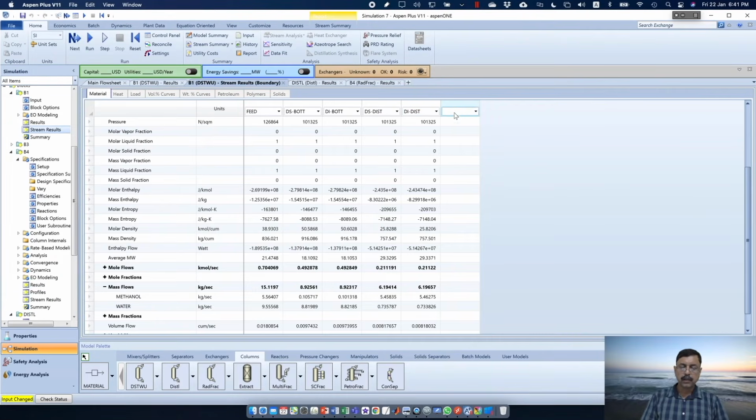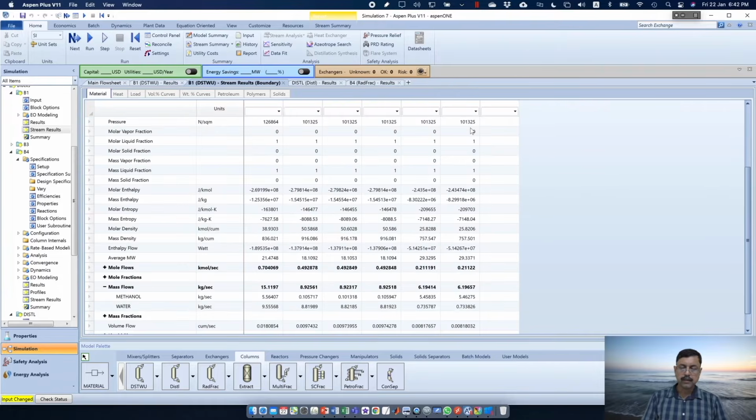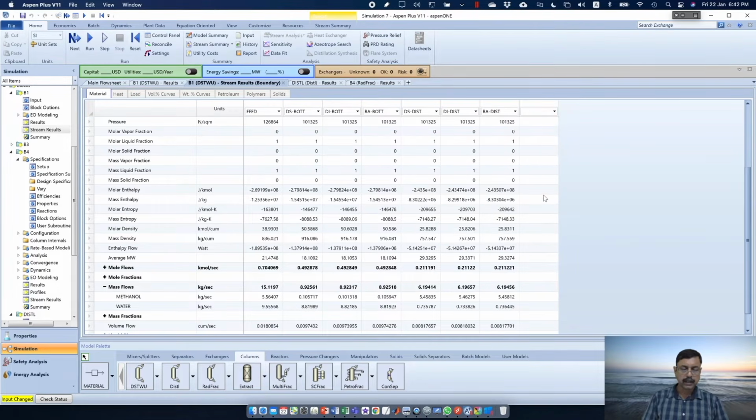Now we are interested to know the stream results. So here we will take RadFrac bottom. Here we take DS dist, then DI dist, and here we will say RadFrac dist. Again, you check the mass flow rate. Methanol 0.015717, all of them are same. Okay, slight difference will be there because one is rigorous calculation, another is shortcut calculation. These differences will be inevitable.